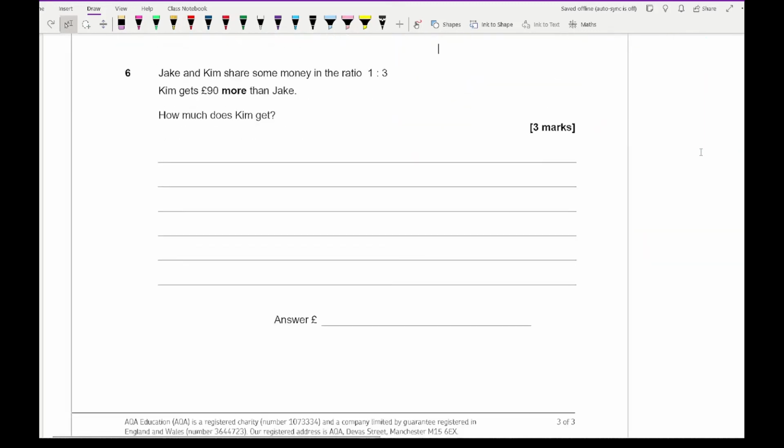Moving on to our last question, which is question 6. It says that Jake and Kim share some money in the ratio of 1 to 3. Kim gets £90 more than Jake. How much does Kim get?